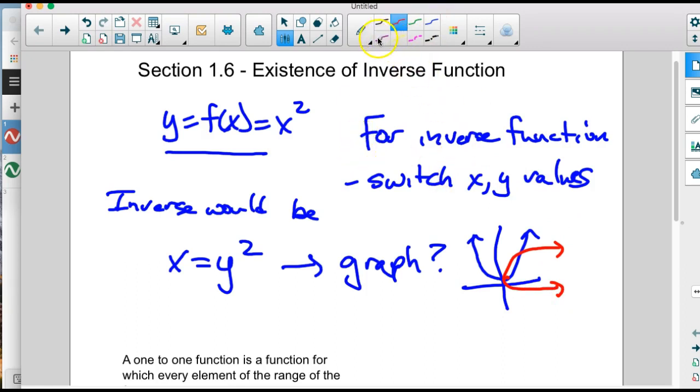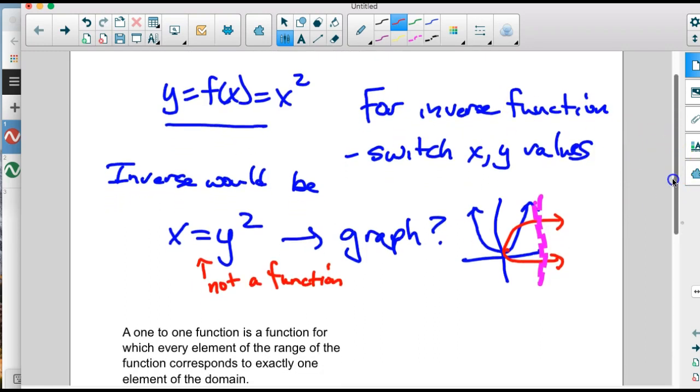So it doesn't pass the vertical line test. We draw a vertical line here, and it's not crossing once. Therefore, this is not a function. So what we're saying here is not every function has an inverse that is a function. Now we can make it a function by restricting some of the domain of the original function. We can always make it a function by restricting it.